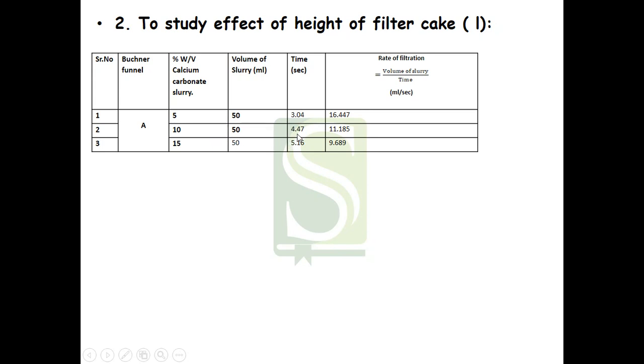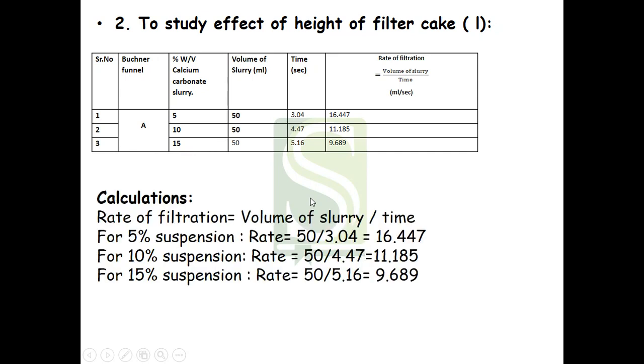For slurry 10%, time required was 4.47, and for 15% concentration, time required was 5.616. Okay, so based on these values, we have performed the calculation. Now the formula to calculate the rate of filtration is volume of the slurry divided by time, right?